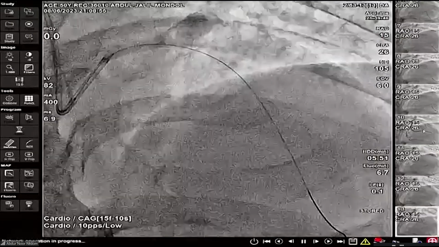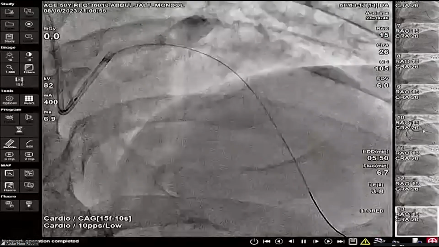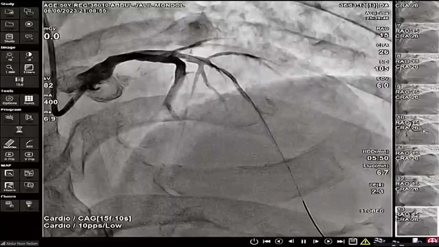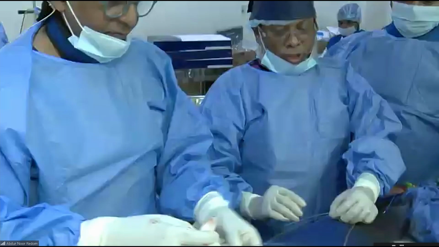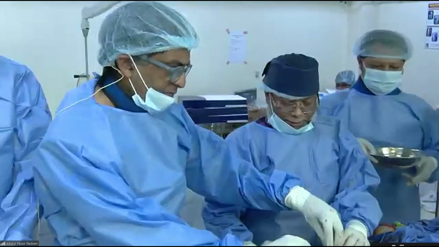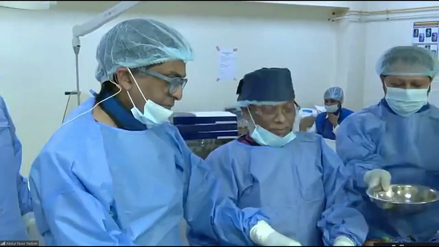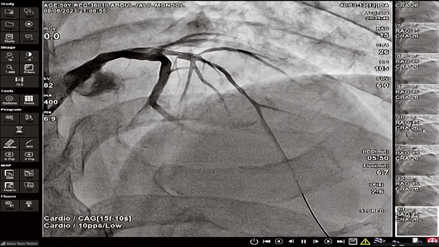So there are two big diagonals. Do you want to put a wire in the proximal diagonal? How many of you want to protect the side branch with a wire or a balloon in this case, from the panel? Imad is here. Imad knows very well about side branch protection. As all of you know, in the morning he gave a wonderful talk.